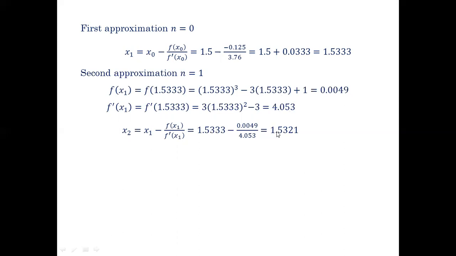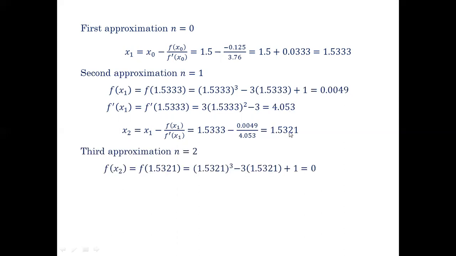So simplification gives 1.5321. The third approximation, n equals 2. Therefore, find f of x2, that is f of 1.5321, x cube minus 3x plus 1, that is 1.5321 whole cube minus 3 into 1.5321 plus 1, which is equal to 0. Therefore, I am not finding f dash of x2, but x3 is equal to, we can write x2 minus f of x2 by f dash of x2. x2 is 1.5321 minus f of x2 is 0.